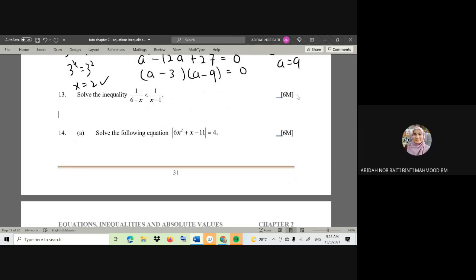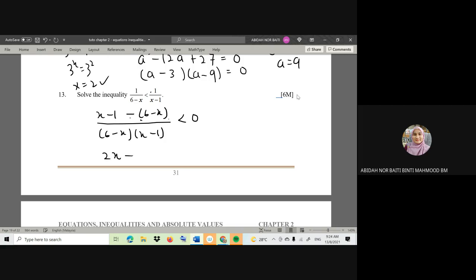Okay, number 13 pun samalah. Number 13 is rational inequalities. Rearrange and equalize denominator ya. Rearrange and equalize denominator. Ada negatif tu ya. Ni positif become negative. So jangan lupa ada bracket. 6 minus x, x minus 1 less 0. Okay, so we simplify the numerator. We get 2x negative 7. Okay, denominator tak perlu expand.